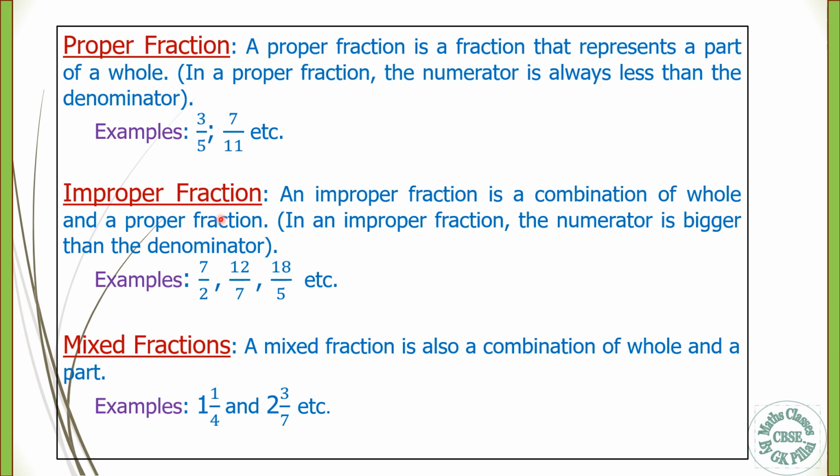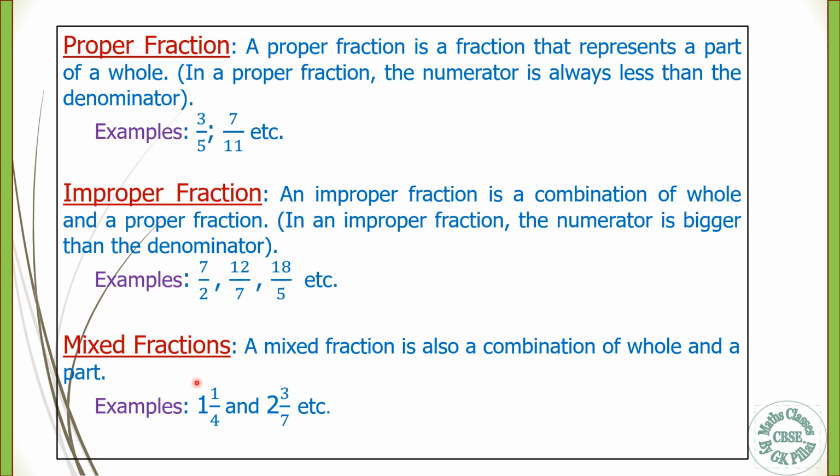Improper fraction. An improper fraction is a combination of whole and a proper fraction. In an improper fraction, the numerator is bigger than the denominator. You can see the examples. 7 upon 2, 12 by 7, 18 by 5, etc. I'll explain you after discussing this one.